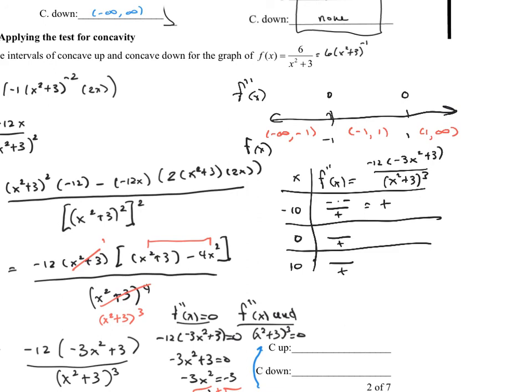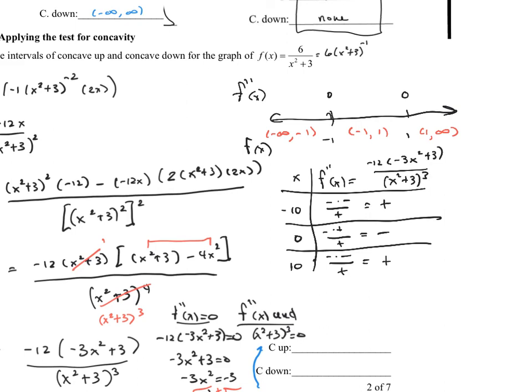Let's look at 0. I'd have negative from the -12. 0 squared times -3, that's 0, plus 3, that's a positive number. A negative times a positive over a positive is a negative. When I plug in 10, I have the negative from the -12. 10 squared is 100 times -3 is -300. -300 plus 3 is a negative number. A negative times a negative over a positive, again, must be positive.